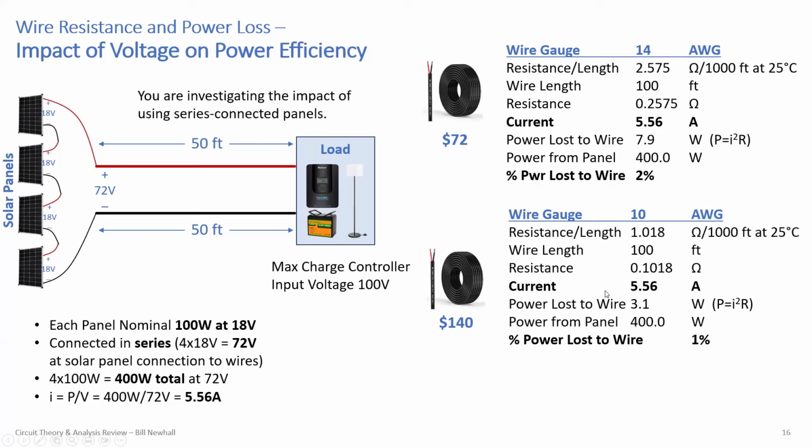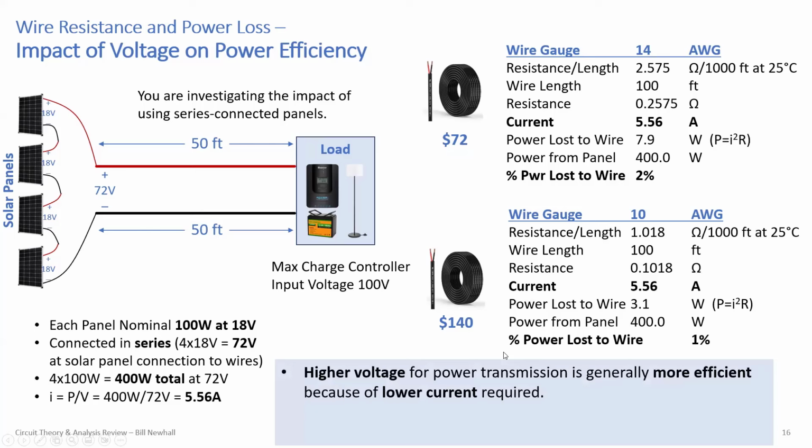So just by changing the configuration of those solar panels from parallel to series, we dropped the power loss to the wire by a huge amount, right? Our power efficiency got a lot better. And now the difference between 14 gauge and 10 gauge wire is only 1%, right? 2%, 1%, it's a 1% difference. So maybe it's not worth the more expensive wire, right? So in the other case, it might have been worth the more expensive, heavier wire.